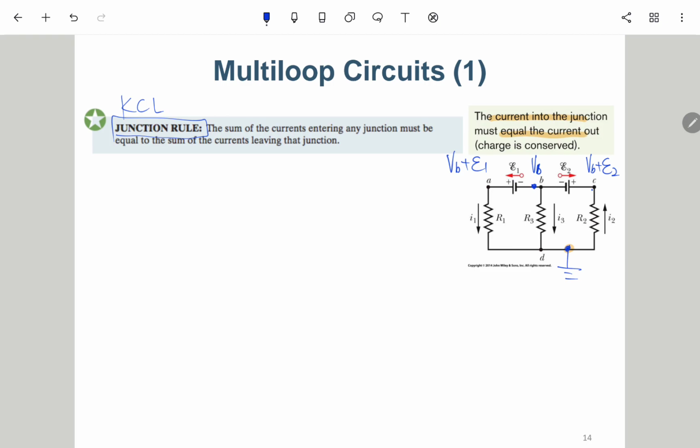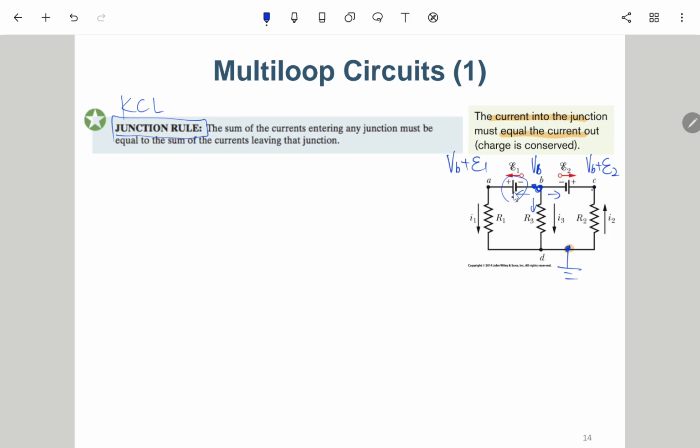Okay. So in this case, we can write out the KCL, or the junction rule, at node B. Here we define all the currents as going out. For this path, the current should be what? I1. How to calculate I1? Don't try to look at this.